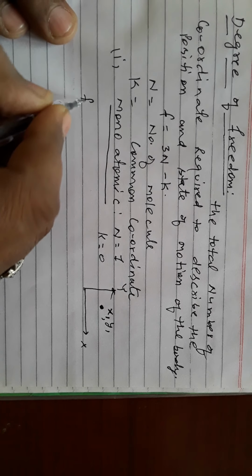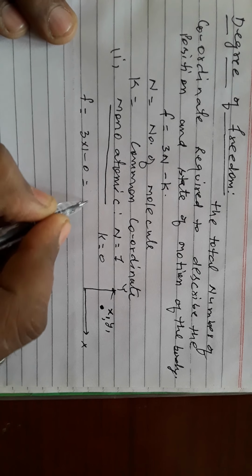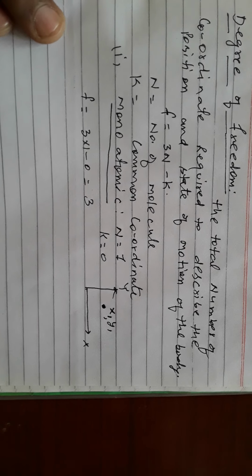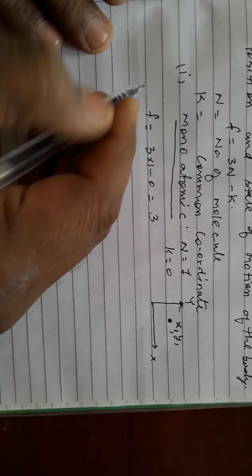So the degree of freedom for the monoatomic gas molecule is 3 into 1 minus 0. This is equal to 3. For the monoatomic gas molecule, total number of degree of freedom is 3.